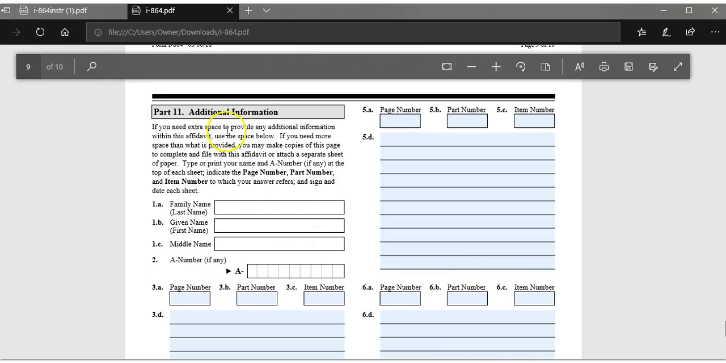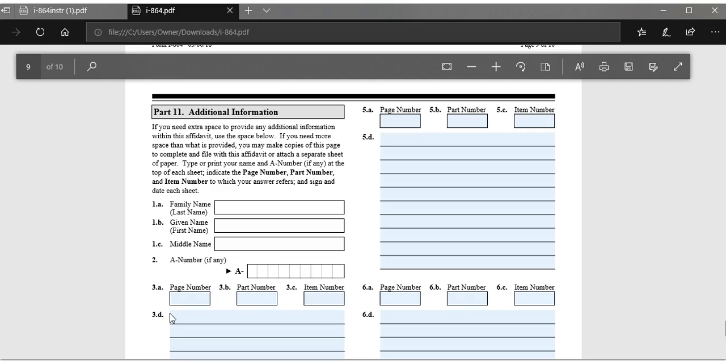Okay, part 11. Additional information. They offer us this section in case we didn't have enough space in the form and we need to add additional information about one section of the form. So we have to write it down in this area. If you need extra space to provide any additional information within this affidavit, use the space below. If you need more space than what is provided, you may make photocopies of this page to complete and file with this affidavit, or attach a separate sheet of paper.